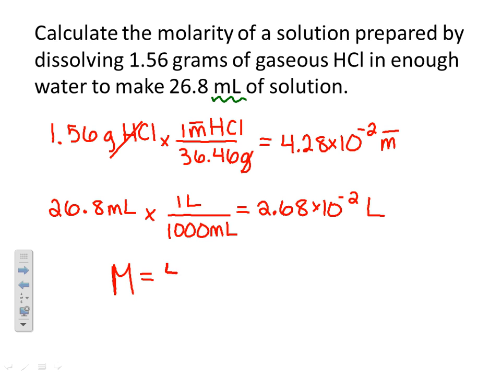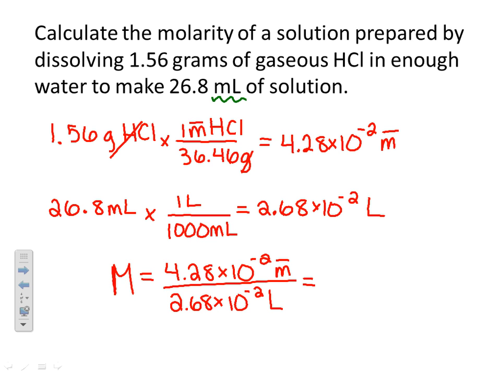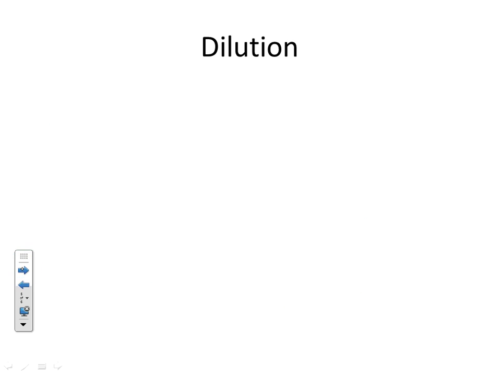So the molarity is 4.28 times 10 to the minus second moles divided by 2.68 times 10 to the minus second liters. And that's going to give us 1.60 molar HCl. So this would be if you're creating a solution made from a gas or a solid, something where you don't already have a solution that's made. Sometimes you make a solution from a solution that you already have, or a stock solution.